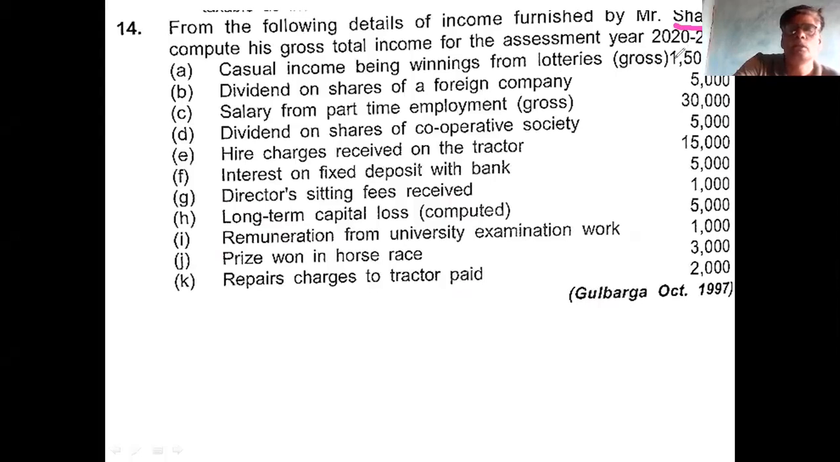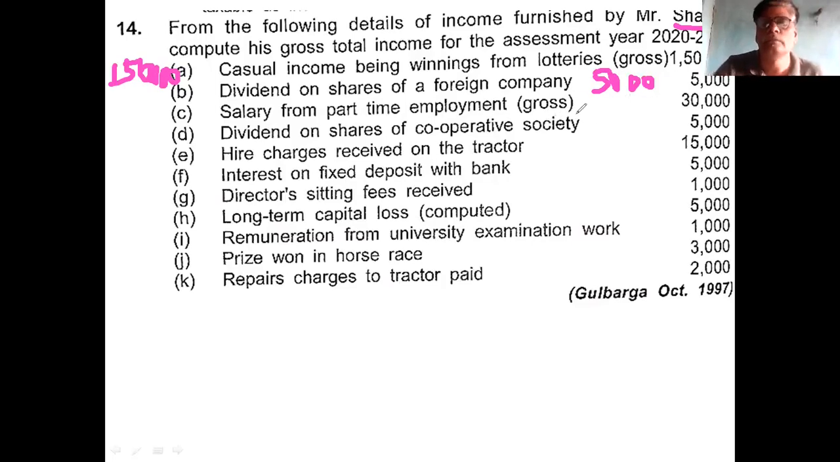Gross is 1,50,000. First point 1,50,000 is there. This is directly you write. Second point, dividend from foreign company 5,000 is the direct amount. There is no adjustment in the other source. And third is salary received as a part-time employment, gross is 30,000.